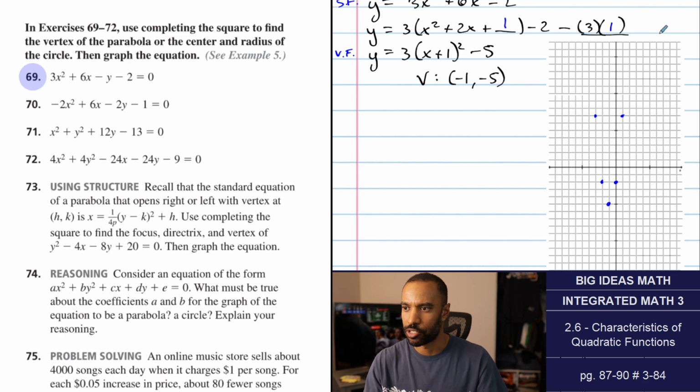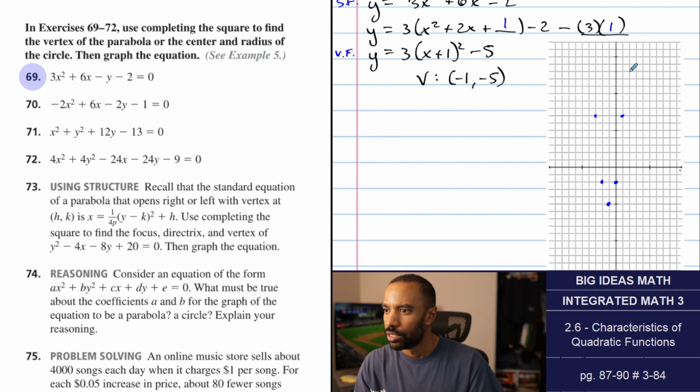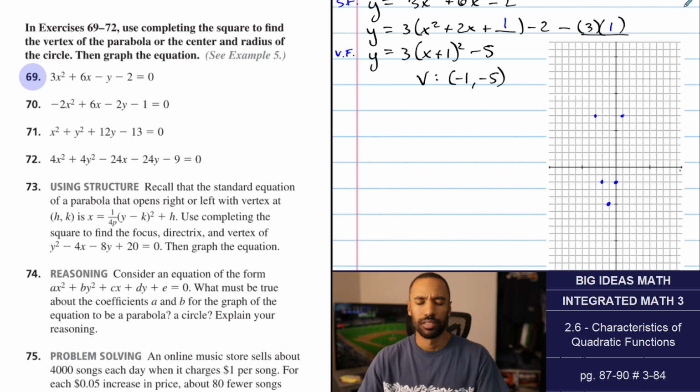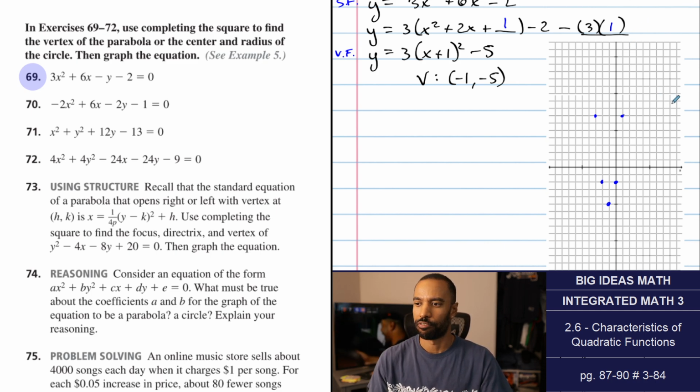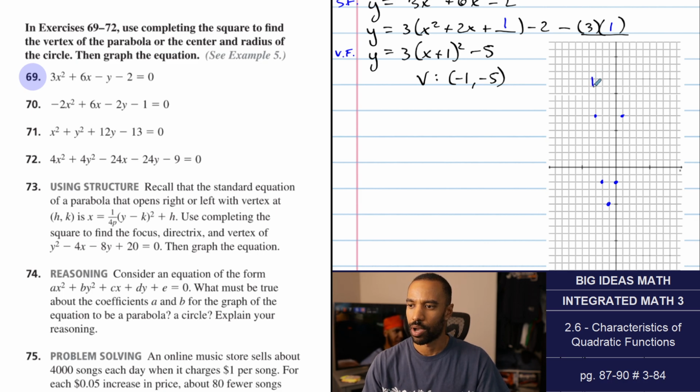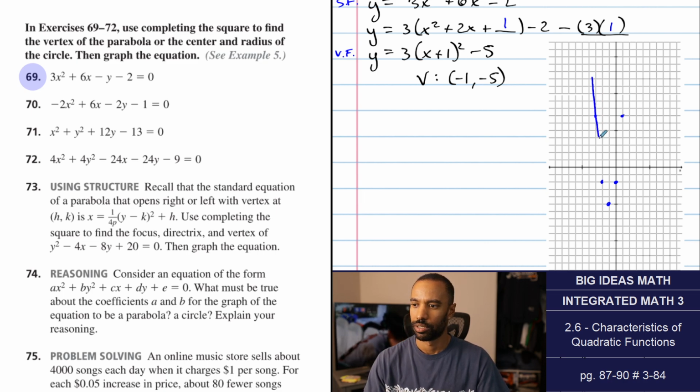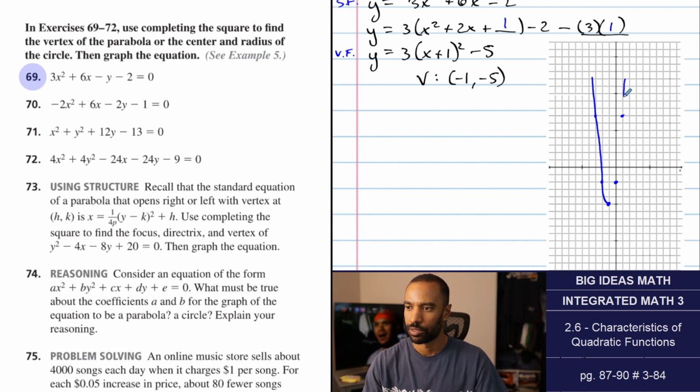18 up from negative 5 is 13. Wait, 3, I'm sorry, it's 327. 27 up, okay, that won't fit. 27 won't fit. So I'm going to go right there. Sorry, yeah, 9 times 3, not 9 times 2.